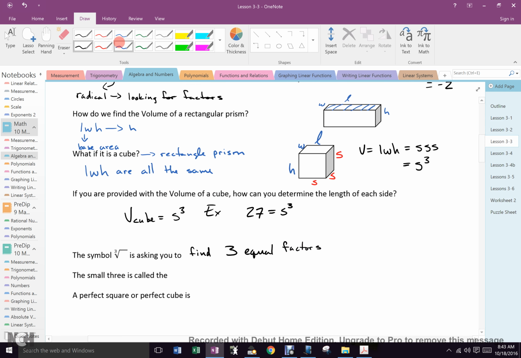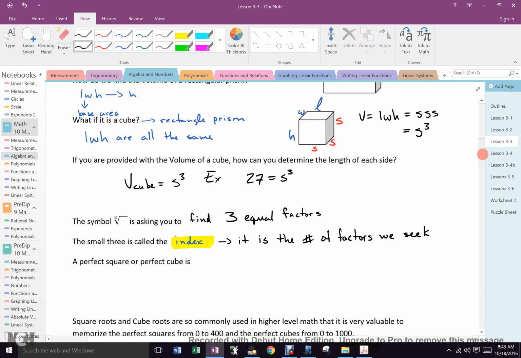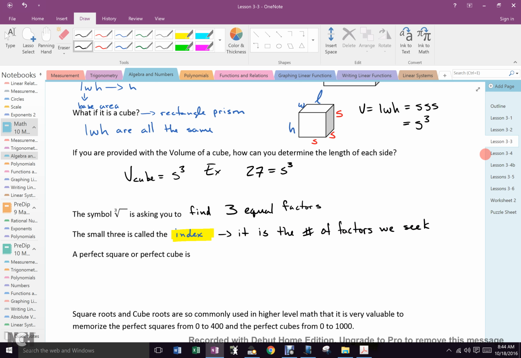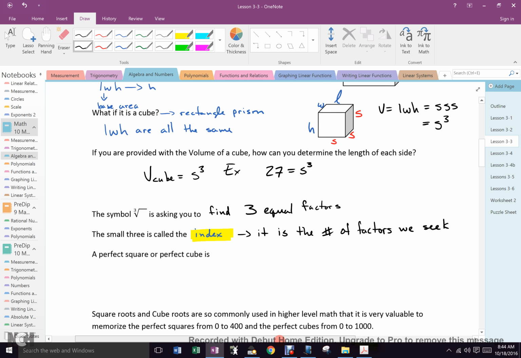The small 3 is called, and please, I'm going to write this in a different color, and I'm going to highlight it. The small 3 is called the index. Okay? It is the number of factors we seek. Okay? Now, listen carefully. Am I going to have room there? No. I'll do it down here.